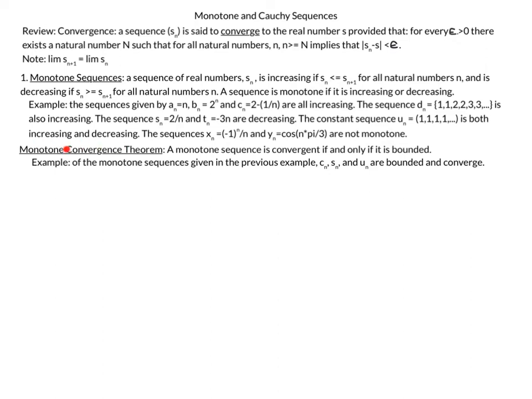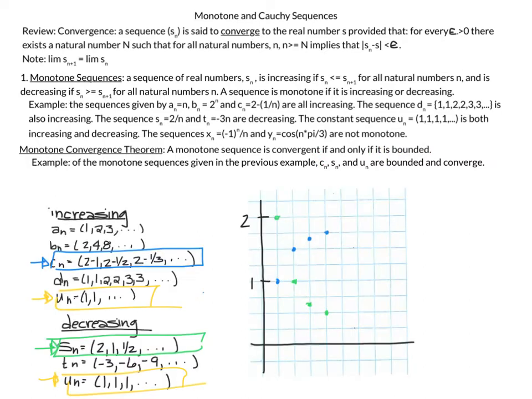Next, we have the monotone convergence theorem. A monotone sequence is convergent if and only if it is bounded. In our examples for increasing and decreasing sequences, we can see that c_n is bounded by 2, and you can see that in the formula over here. As n gets bigger, the 1 over n gets smaller and closer to 0, so essentially we're approaching 2.